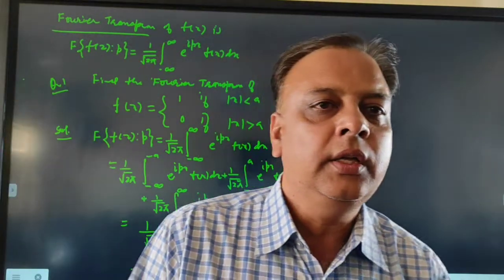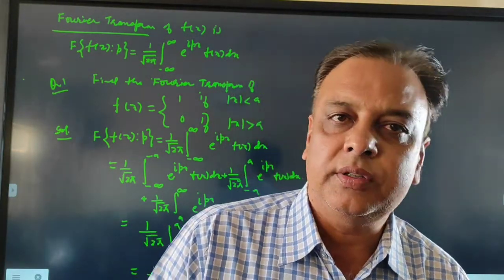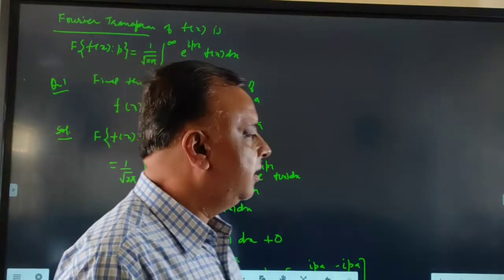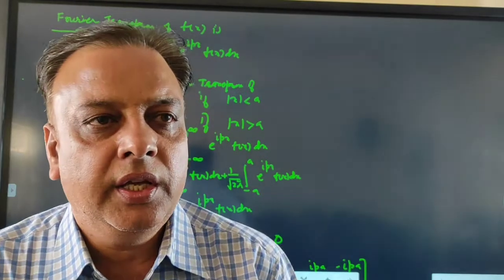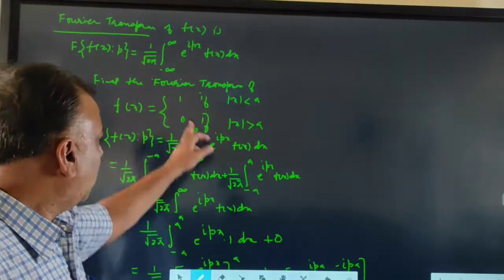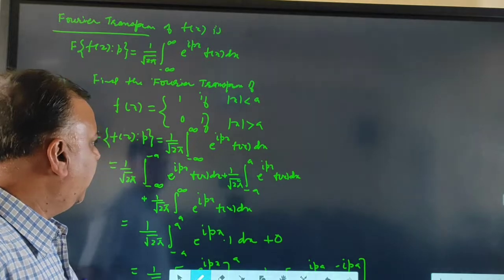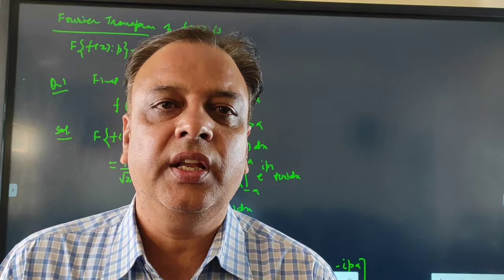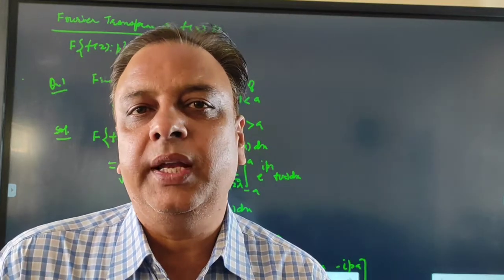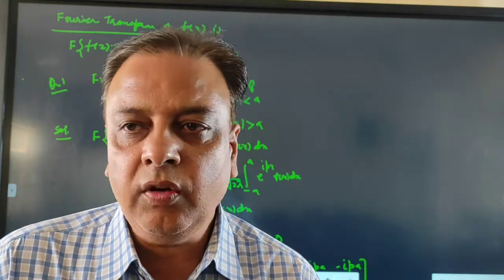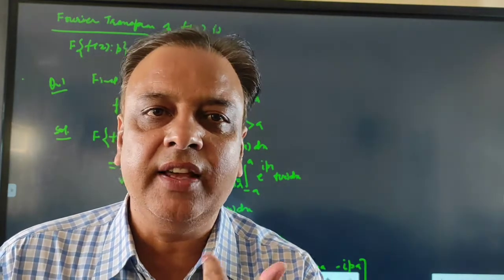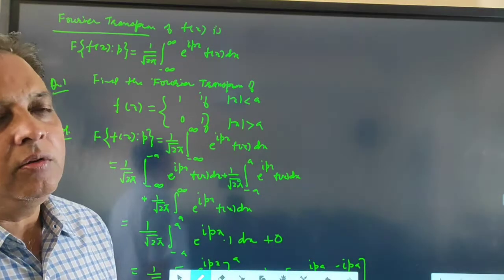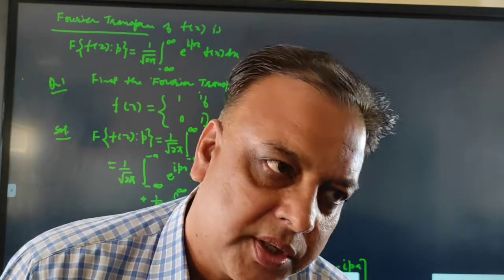Now, how to calculate the Fourier transformation of a given function? For example, here we have a function f(x) defined as 1 if mod of x is less than a, and 0 if mod of x is greater than a. That is, the value of the function is 1 if x lies between minus a and plus a, and the value of the function is 0 otherwise. Now we have to calculate the Fourier transformation of such a function.